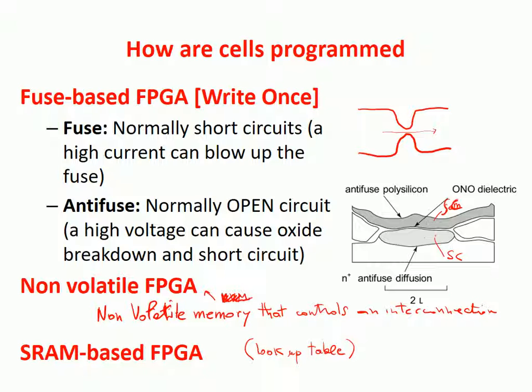I don't want to spend time on how a non-volatile memory works, because later today we will spend some time on it. So it's going to be clear. Both the non-volatile FPGA and the SRAM-based FPGA are reprogrammable. So they can be reprogrammed again and again and again. So it's a reversible configuration, as opposed to the fuse-based, which is not reversible.